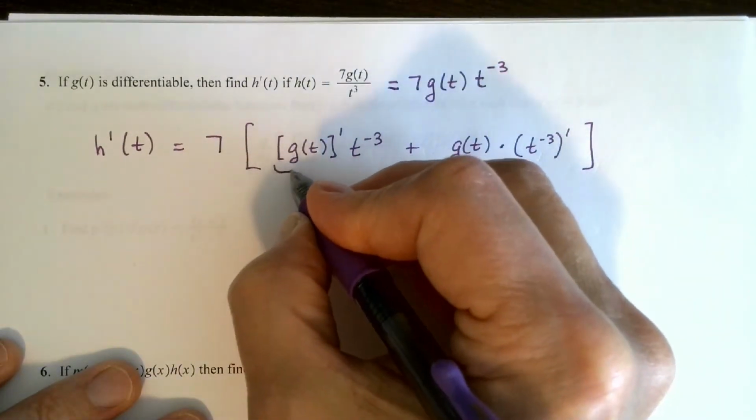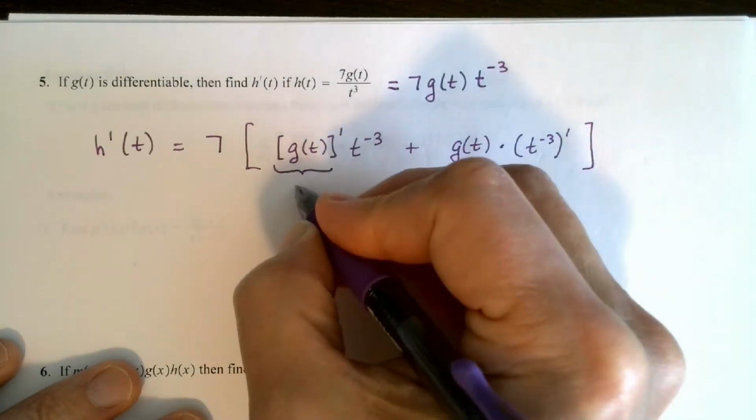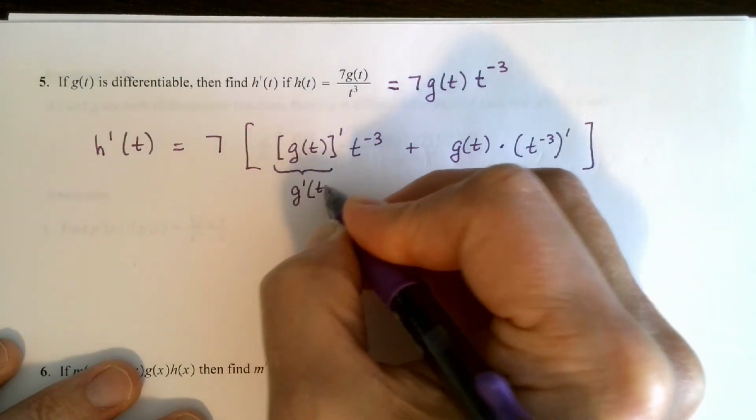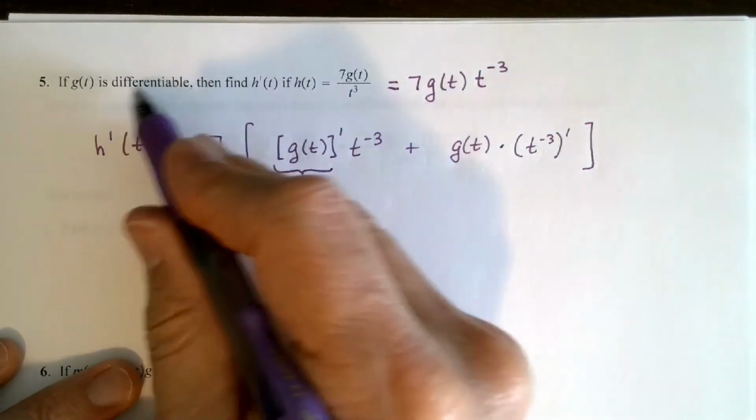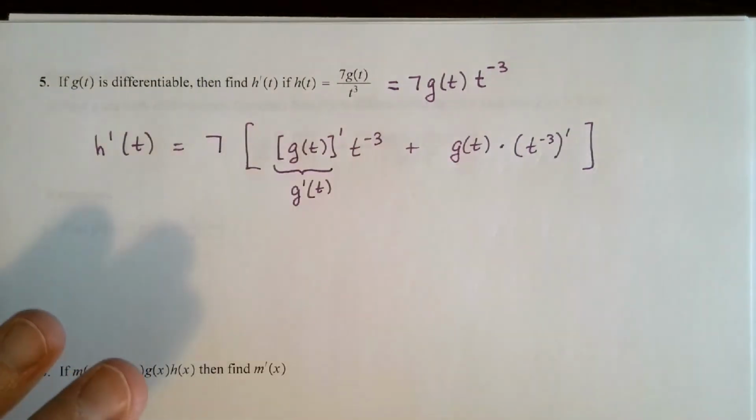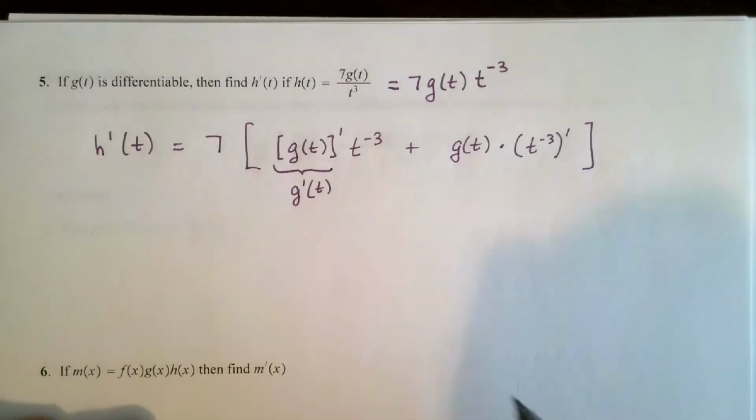Now, what is the derivative of g of t? Well, that's just g prime of t. Do we know g prime of t exists? Yeah, because g is differentiable. I don't know what it is. I know g of t is differentiable, and I know its derivative is g prime. So we just write it as g prime.